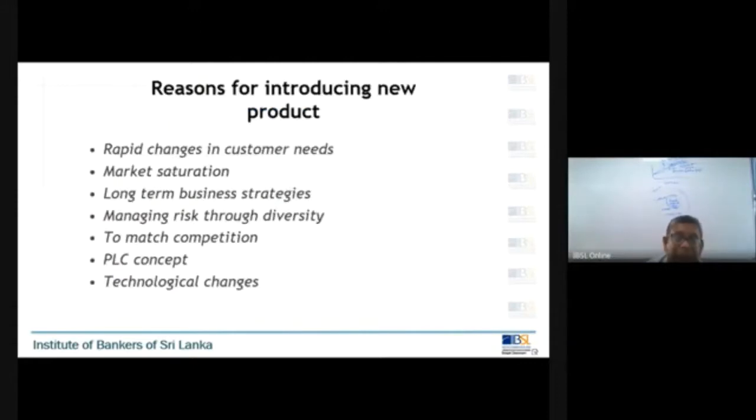Right, next one. Now, introducing new products. Reasons for introducing new products. Why are banks introducing new products? Most of the time, most organizations do not introduce new products, remember. But there are some occasions when we introduce new products. We modify our existing products and introduce them.